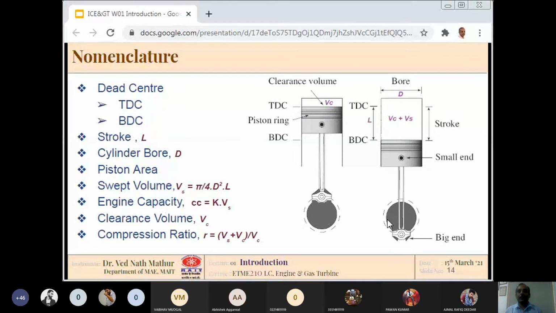Then second thing, what is the clearance volume of the engine, and how do you calculate the compression ratio of the engine. Compression ratio is the ratio of volume before compression divided by volume after compression. So Vc plus Vs divided by Vc is the compression ratio. You should be able to calculate the compression ratio if the dimensions of the engine are known to you. If you know the piston diameter and the stroke length, you should be able to calculate the compression ratio of a single cylinder. I'm stopping here.